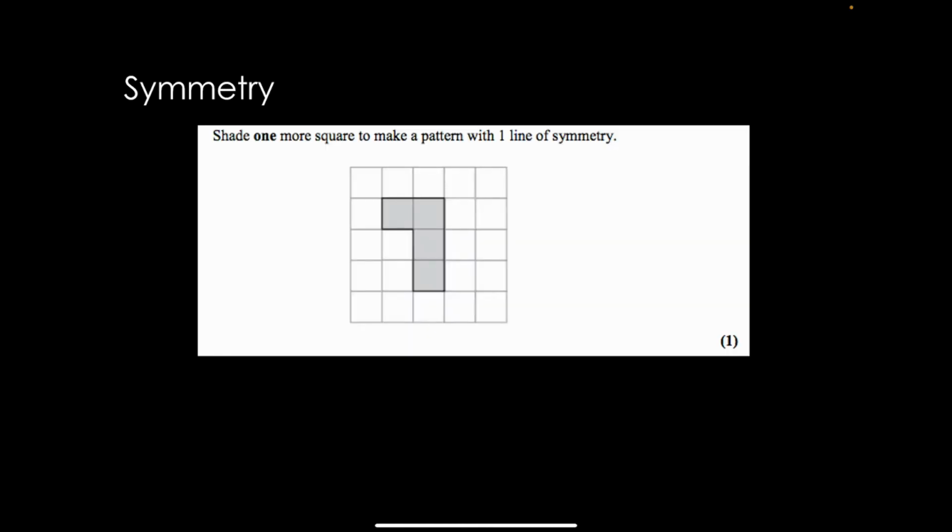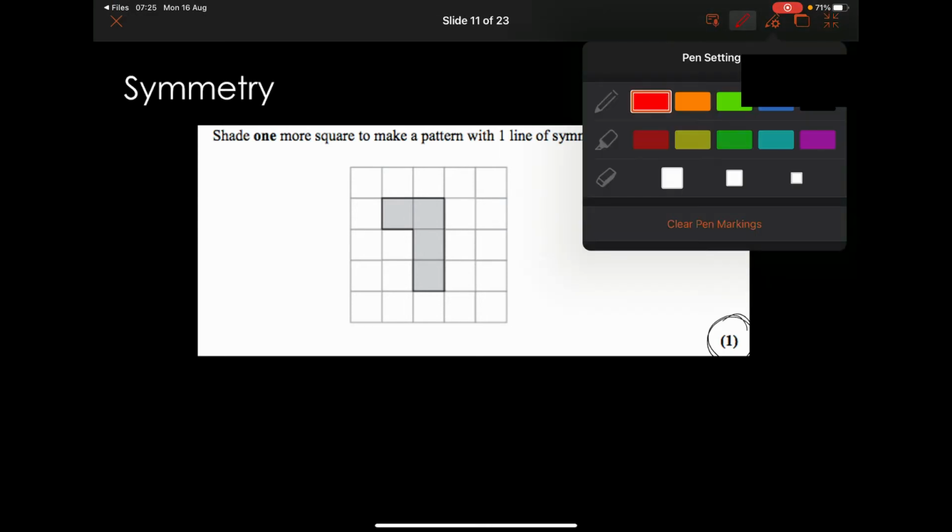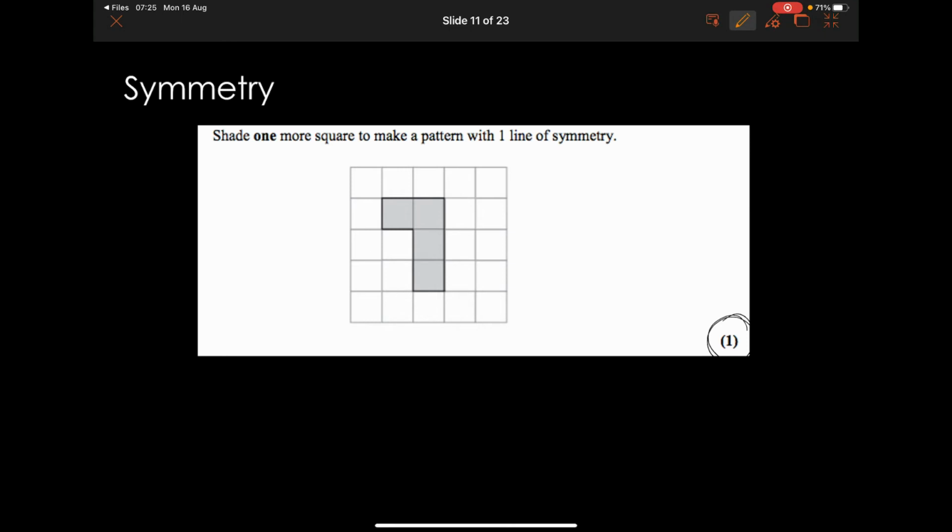Now then, when you're in your exam, it might ask you to do something like this. You only get 1 mark for this question, as you can see. It says, shade 1 more square to make a pattern with 1 line of symmetry. Now, this isn't too tricky. I'm going to add the square in so you can see. And as you can see, if I drew a line down there, that would give us the same shape. This side would be the same as this side.